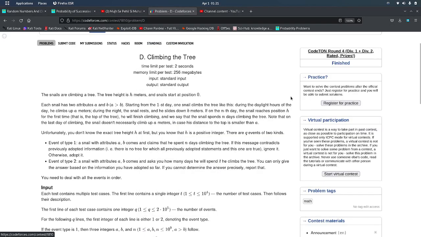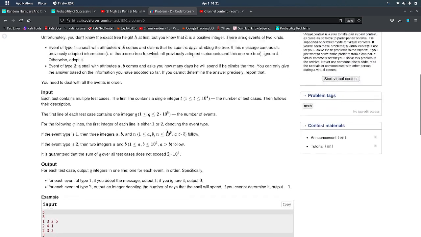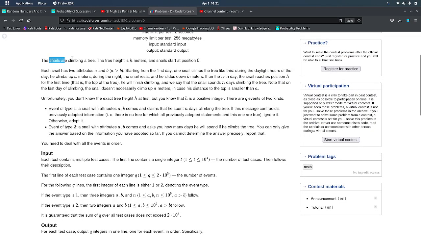Hi guys, today we'll be solving CodeTON Round 4 problem D, that is Climbing the Tree. Basically this question says that snails are climbing a tree. The tree height is h, which is unknown, and the snail starts at position 0. Each snail has two attributes, a and b, with a greater than b. Starting from the first day, one snail climbs the tree like this.